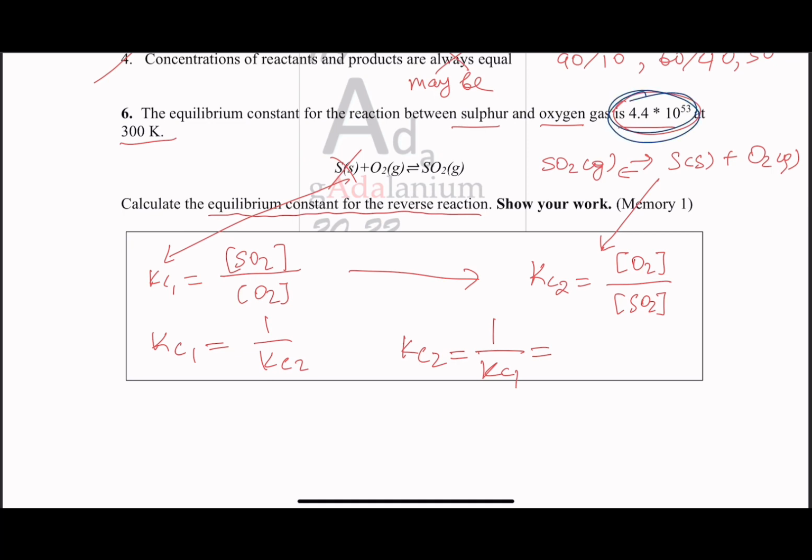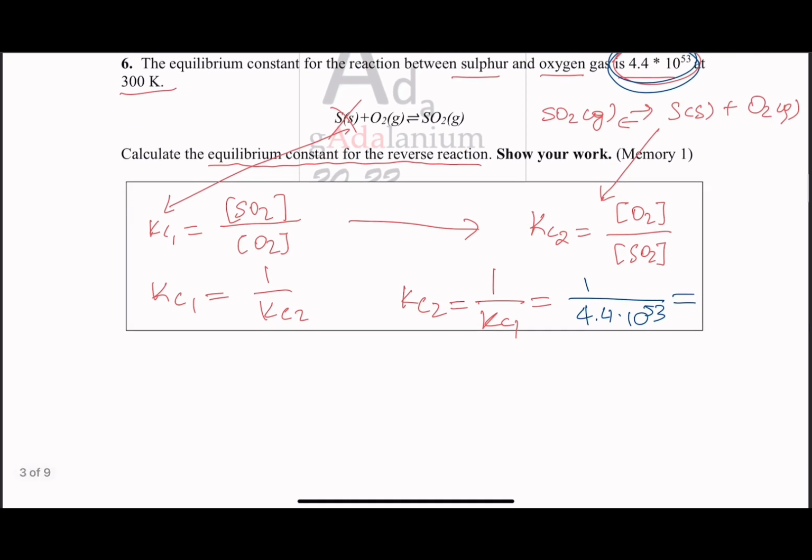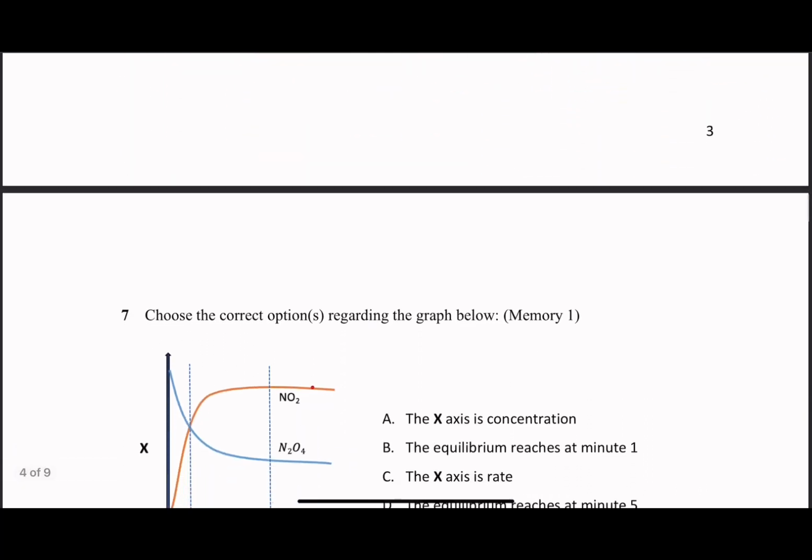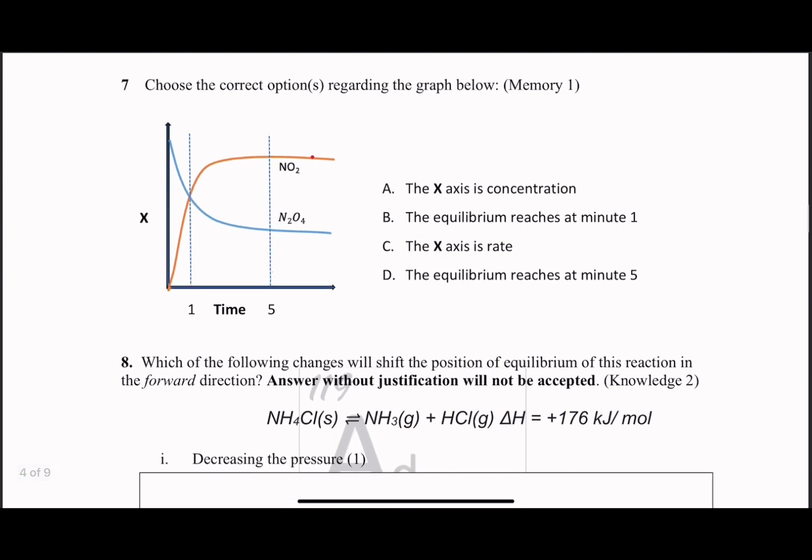The one in here. So 1 divided by 4.4 times 10 to the power of 53, and then you use a calculator to get the answer. This is not the last step. There is one more step to it, okay? Use the calculator to get the number in here. And we move on to the next question, question number 7.